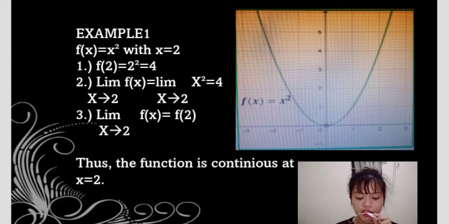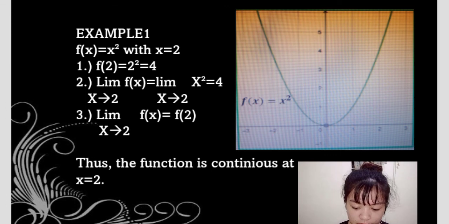So, guys, notice example 1 of continuity. It says f of x is equal to x squared, where the value of x is 2. What happens there is that you just substitute the 2 into the function, into the x. Then we see that the function is continuous at 2. You can also see it in the graph that passes through. So it means the function is continuous at x equals 2.